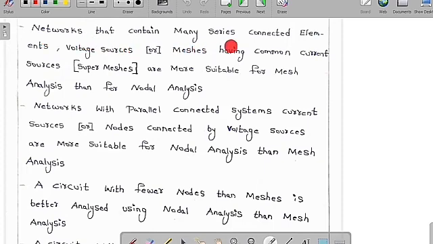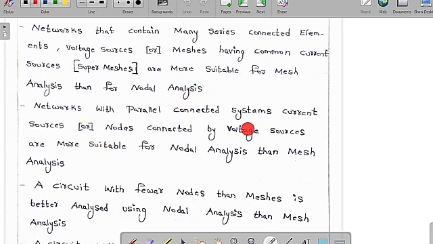Networks that contain many series connected elements, voltage sources, or meshes having common current sources or supermeshes are more suitable for mesh analysis than for nodal analysis. If any circuit has a larger number of meshes, mesh analysis is preferred rather than nodal analysis.